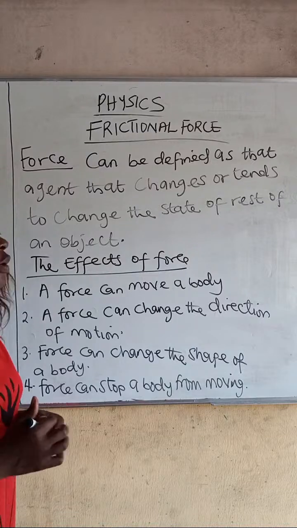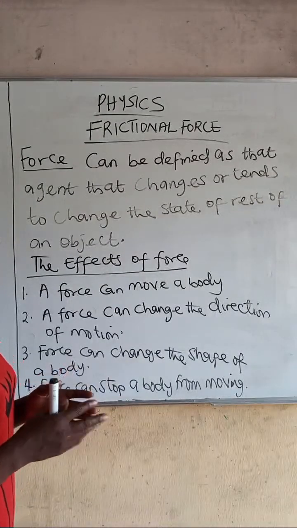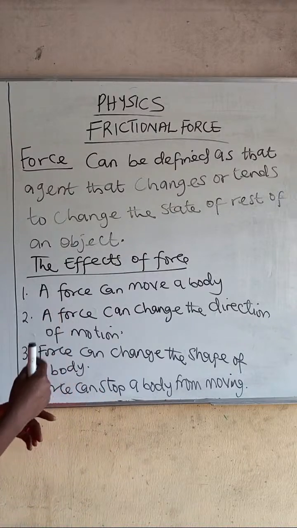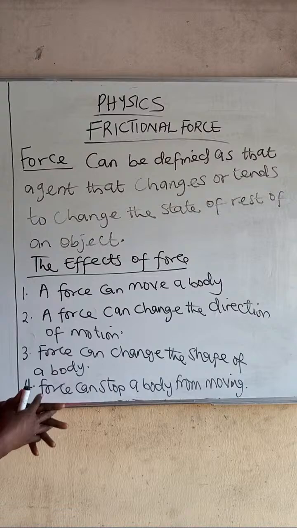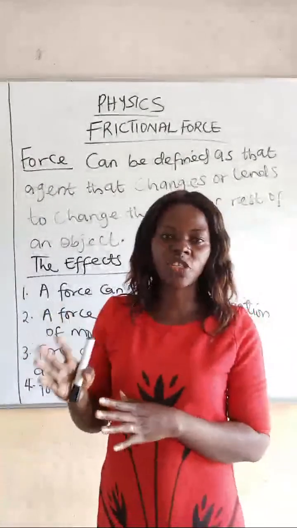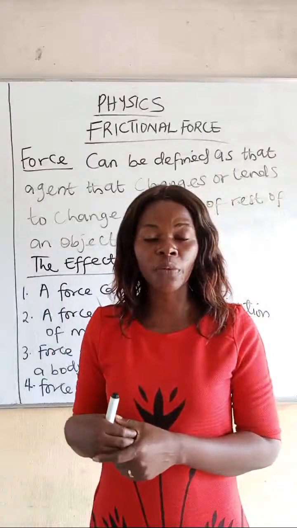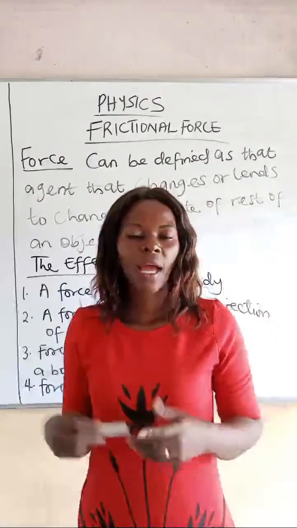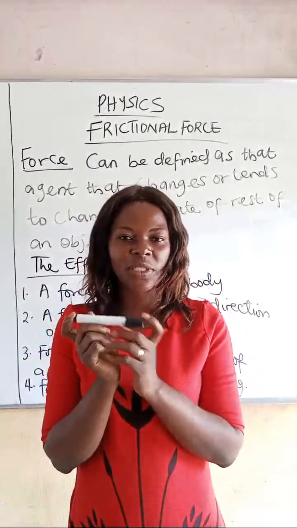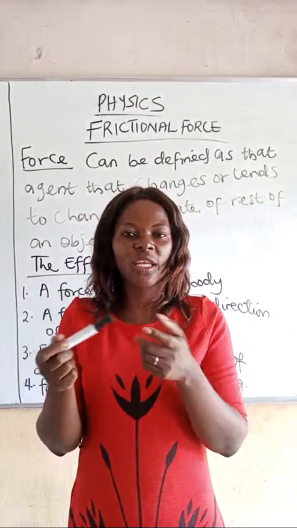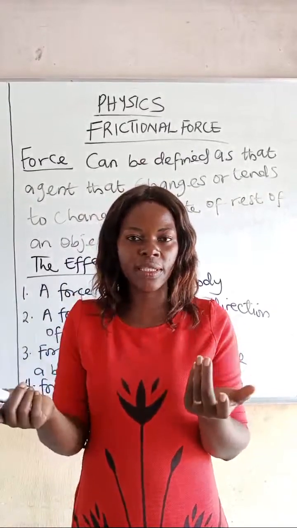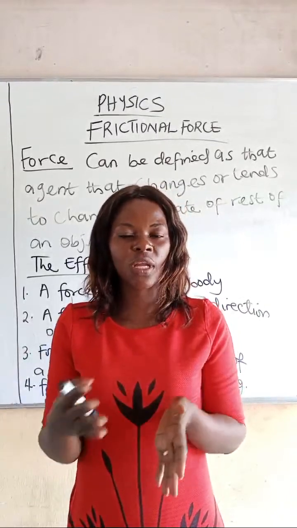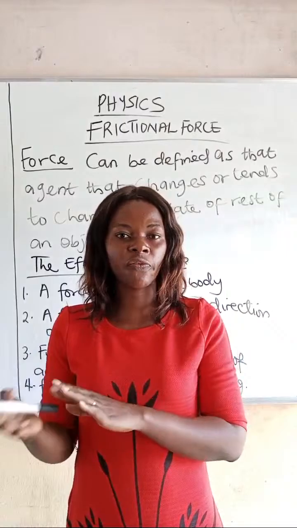All right, so let's explain what we have on the board. Force can be defined as that agent that changes or tends to change the state of rest of an object. Any agent that changes or tends to change the state of rest of an object is said to be a force. An object that is on its own cannot experience force unless something stronger than it tends to move its position or its state. Then it becomes a force. That is what we say to be force.